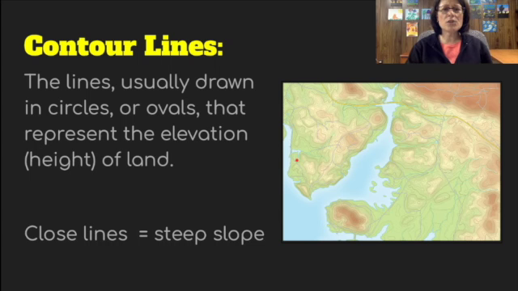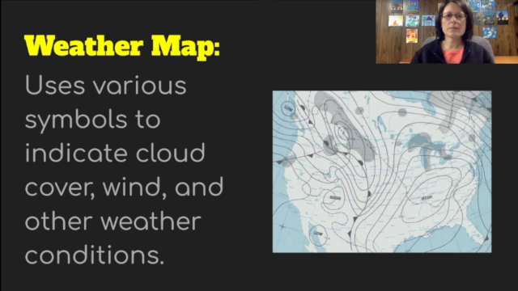The closer the lines, the steeper the slope. So I have an area on this map where the lines are very close. That means that's a really steep hill. Okay, if they're more spread out like over here, that would be easier to walk up. So the closer they are, the harder it would be to walk up them, the steeper it is.